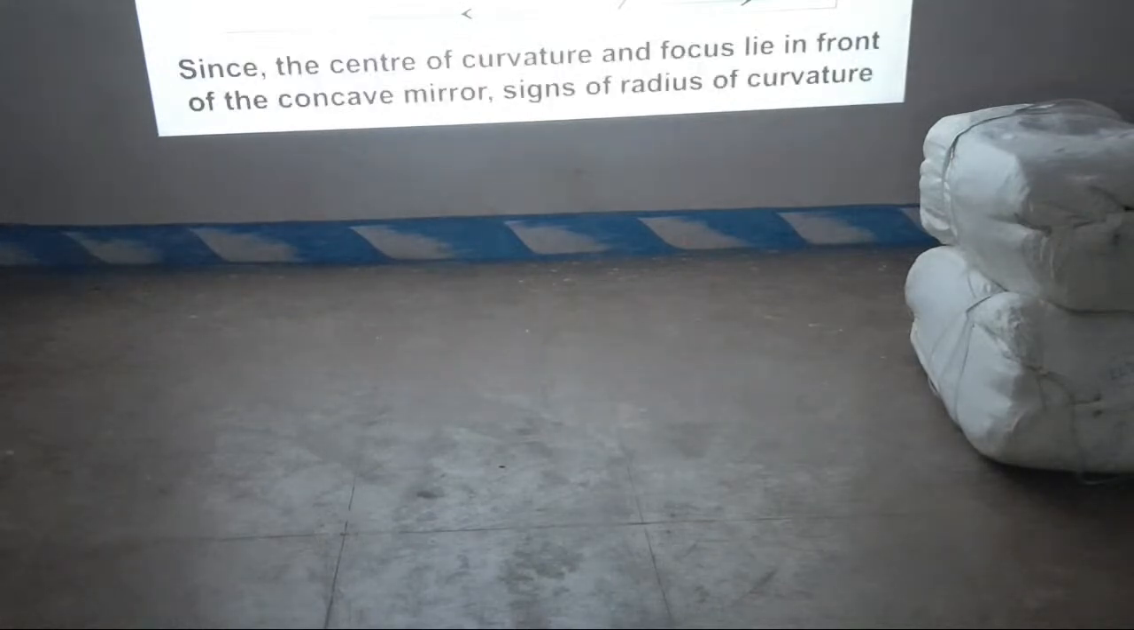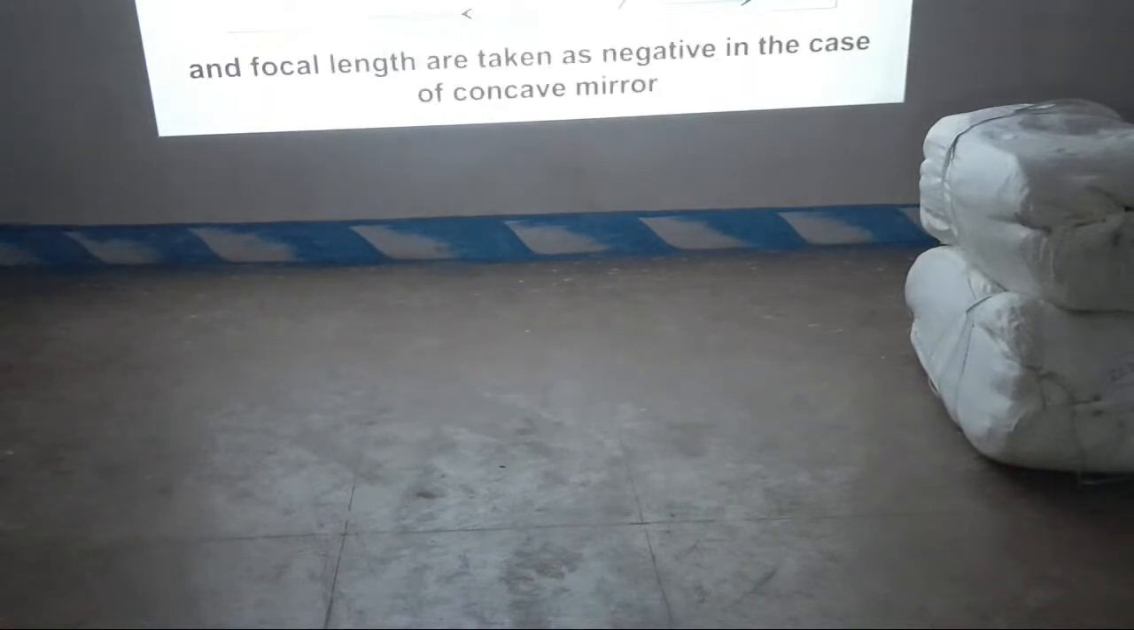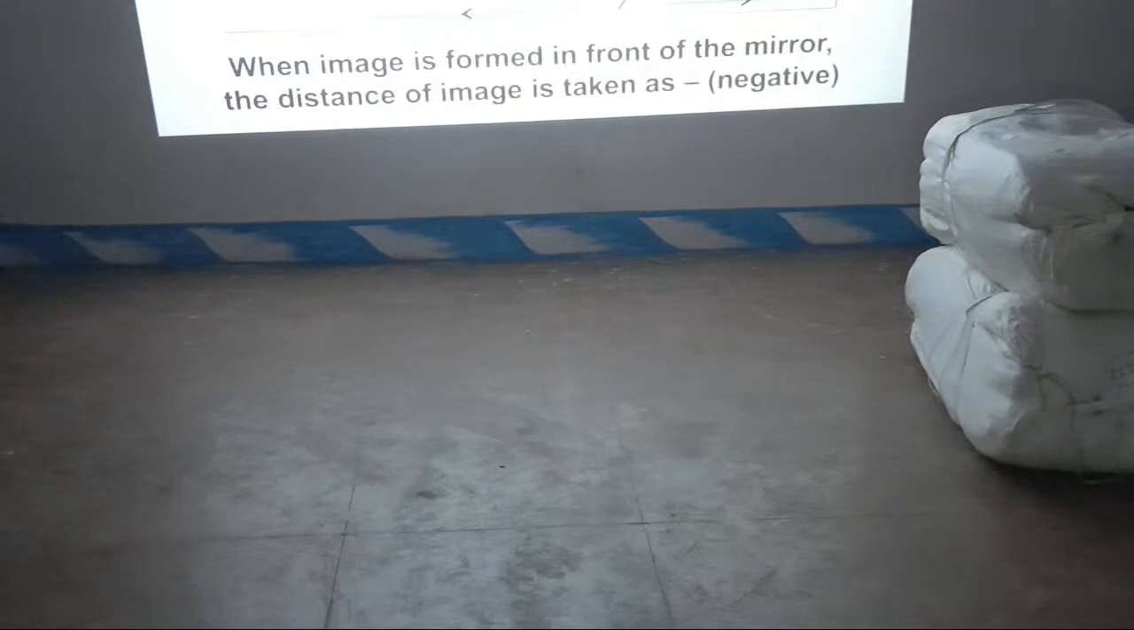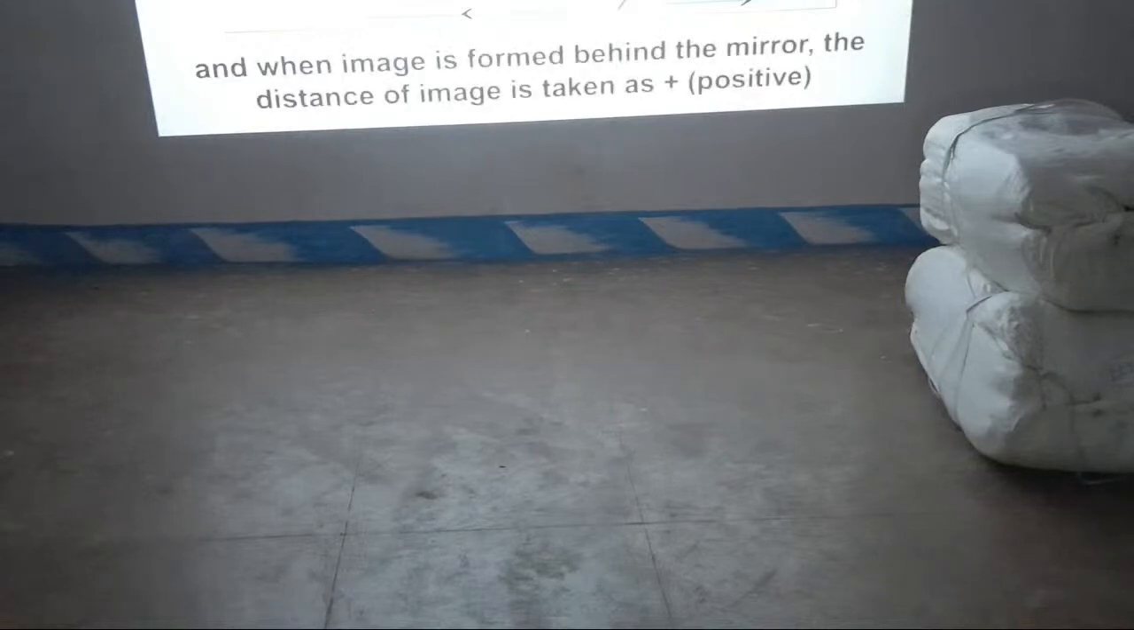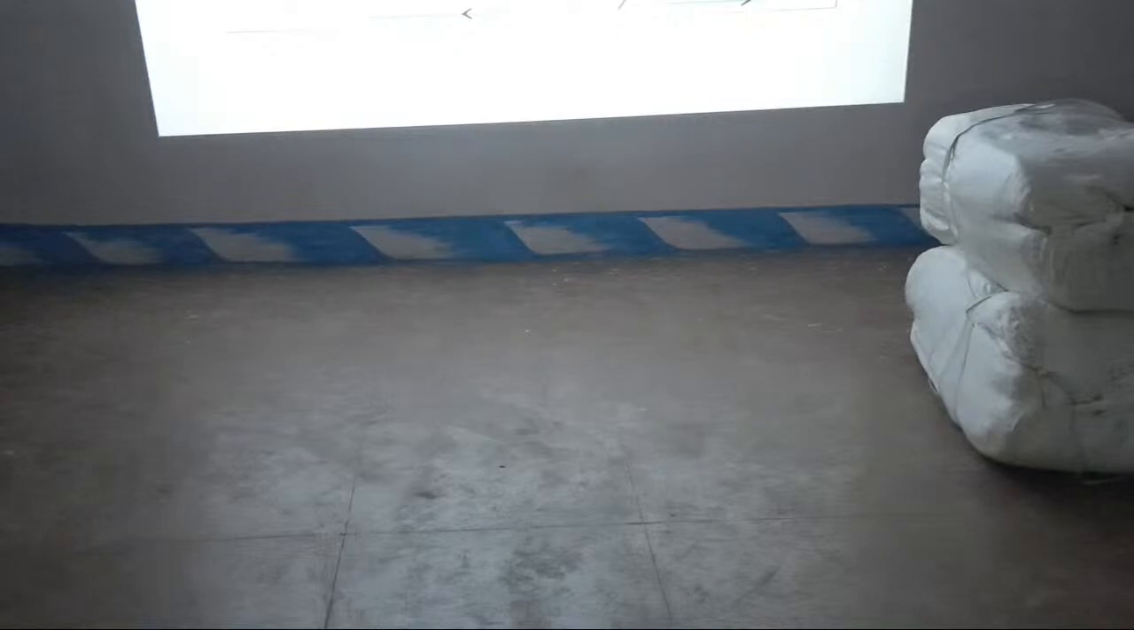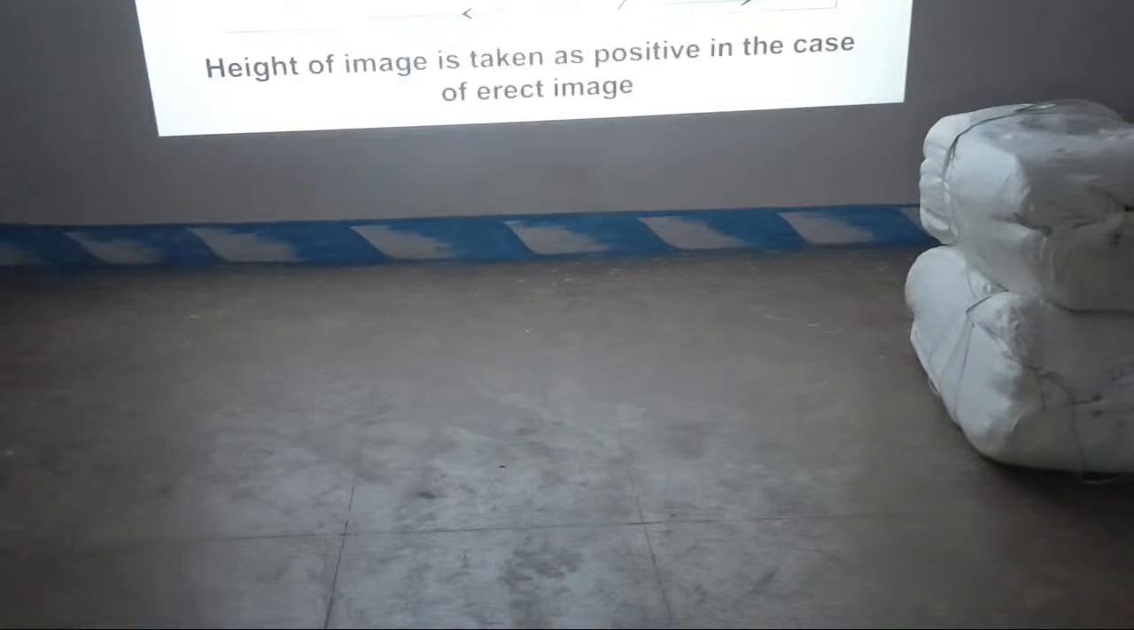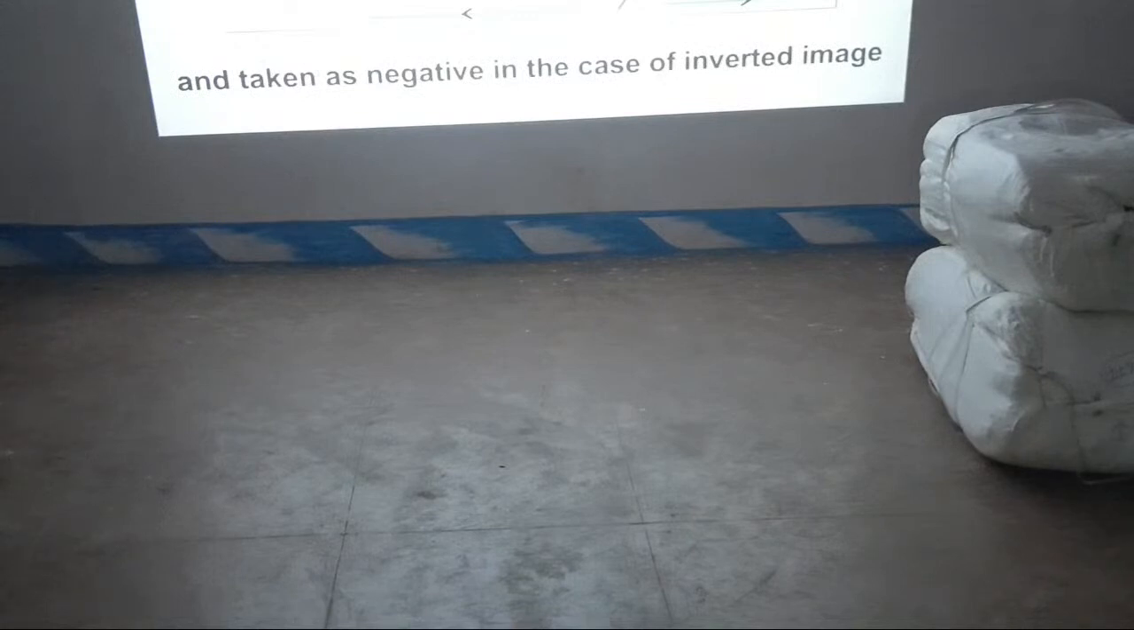Since the center of curvature and focus lie in front of a concave mirror, the sign of radius of curvature and focal length are taken as negative in the case of a concave mirror. When an image is formed in front of the mirror, the distance of the image is taken as negative, and when an image is formed behind the mirror, the distance of the image is taken as positive. Height of image is taken as positive in the case of an erect image and taken as negative in the case of an inverted image.